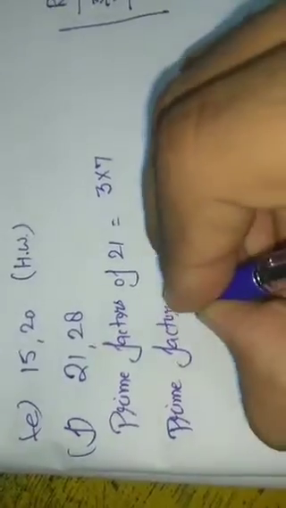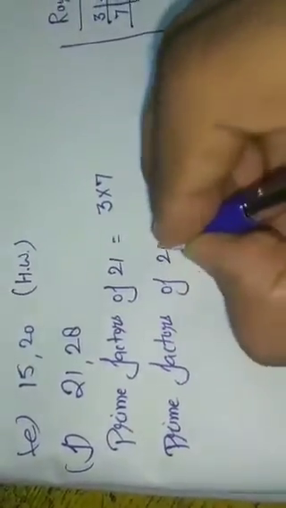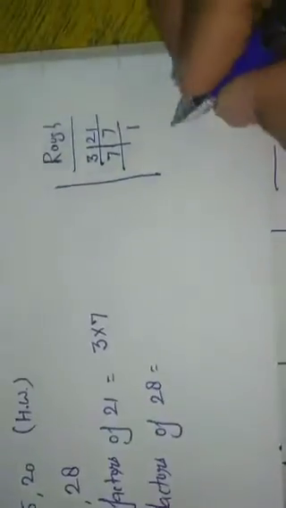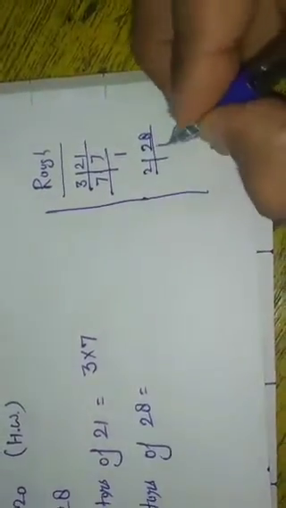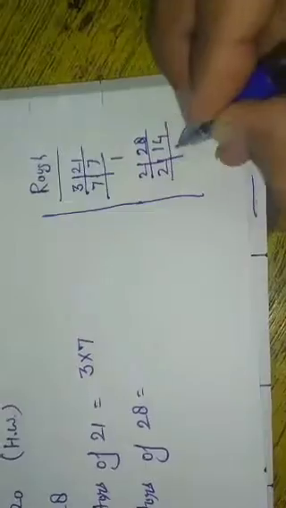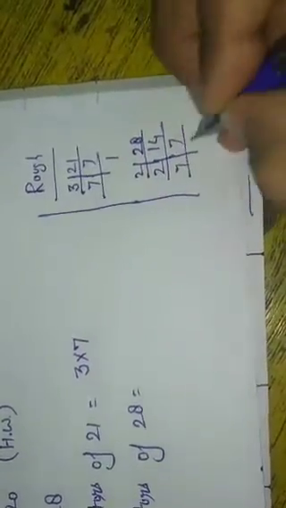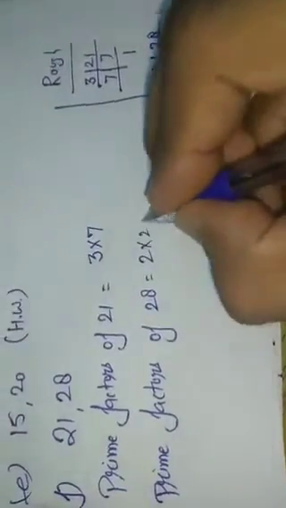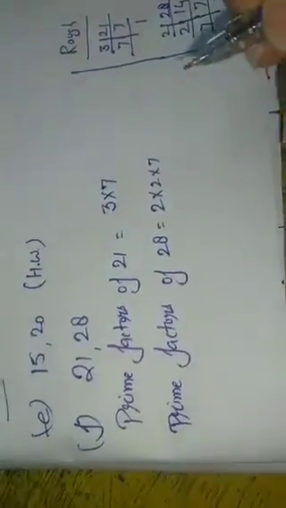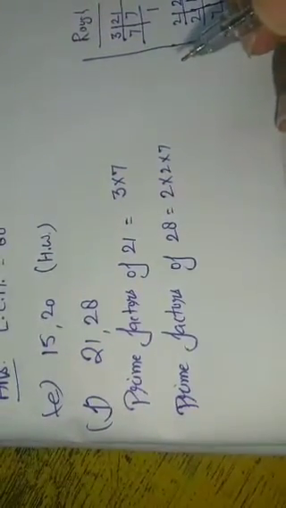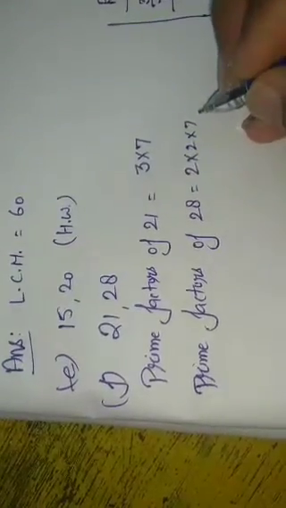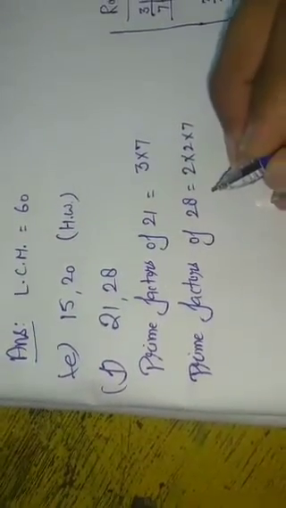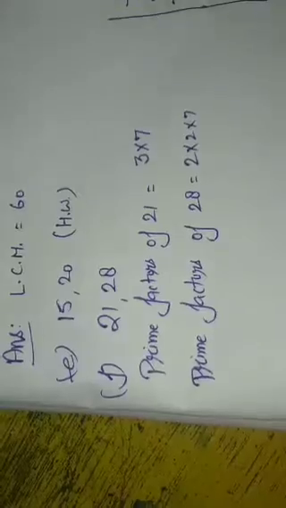Prime factors of 28: same method applies. 28 divided by 2 is 14, 14 divided by 2 is 7, then 7 divided by 7 is 1. So 2 into 2 into 7. You can also check whether your factors are correct or incorrect. 2 twos are 4, 4 sevens are 28. So the factors of 28 are correct, and 3 sevens are 21, you know it.